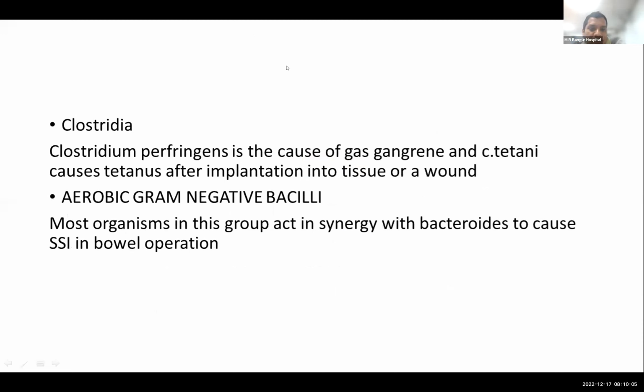Clostridia. Clostridium perfringens is the cause of gas gangrene, and Clostridium tetani causes tetanus after implantation into tissue or a wound. Aerobic gram-negative bacilli. Most organisms in this group act in synergy with the anaerobes to cause surgical site infection in bowel operations.